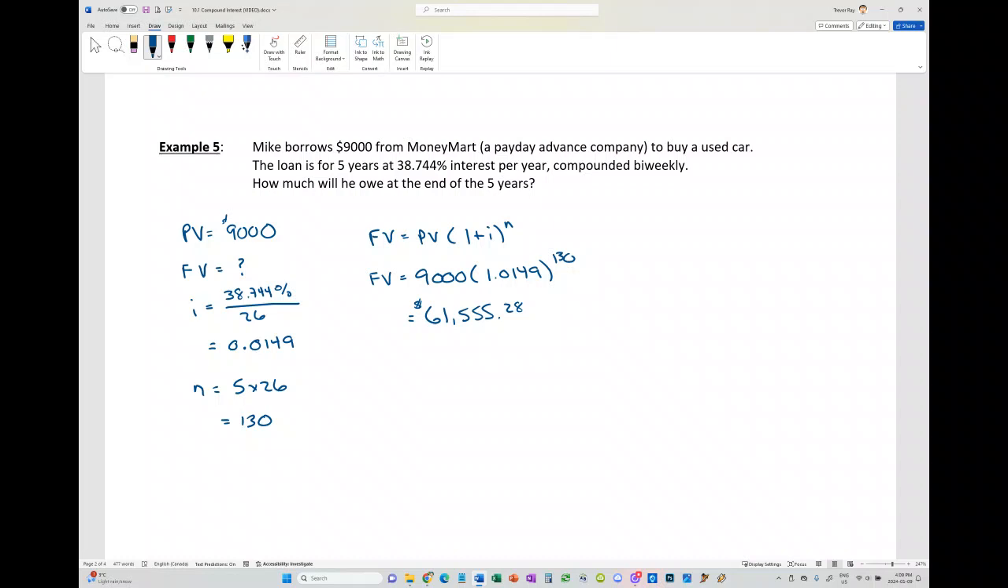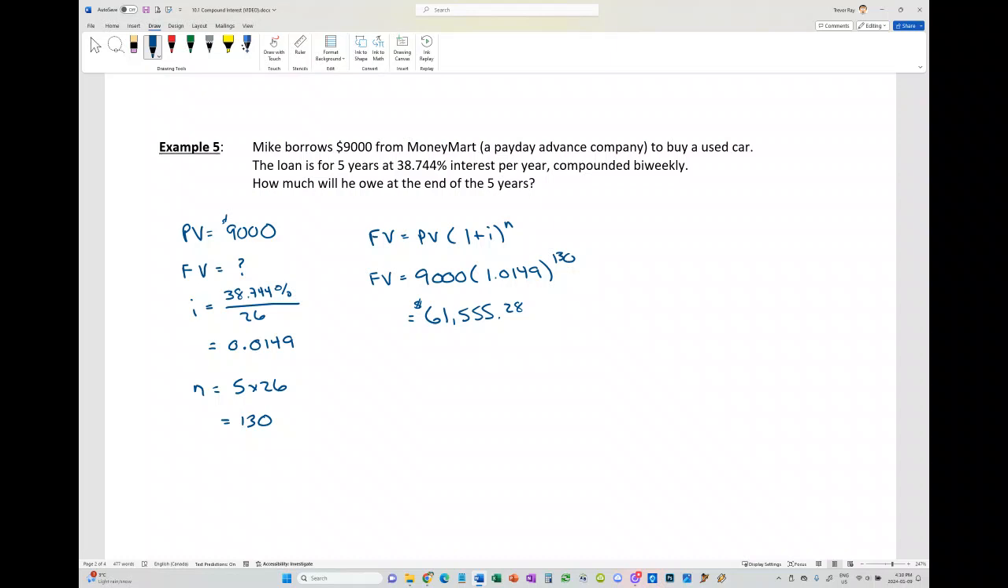If you need to borrow $9,000 because you don't have $9,000, chances are in 5 years you're not going to have $61,000 or $62,000 to pay back. So do not get caught up in these interest rates. By the way, that was with our approximate value of I, which we rounded off.